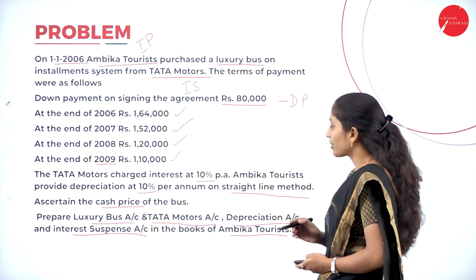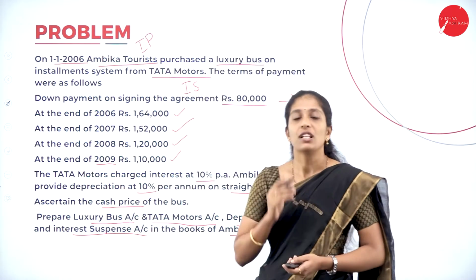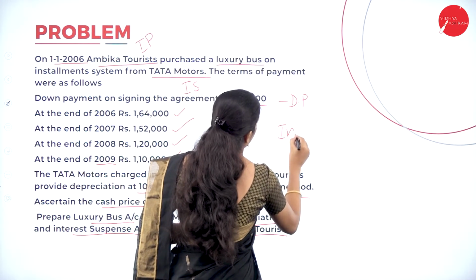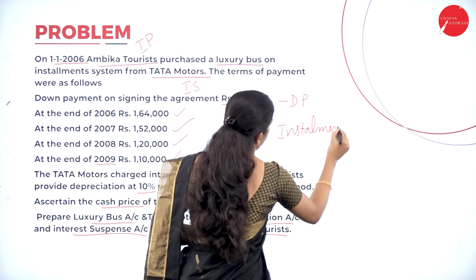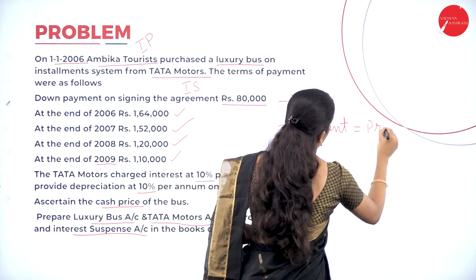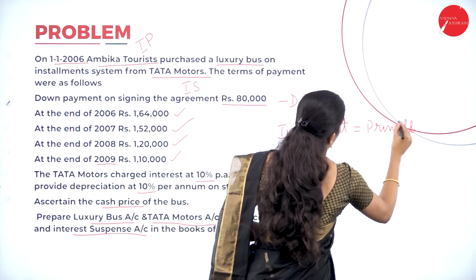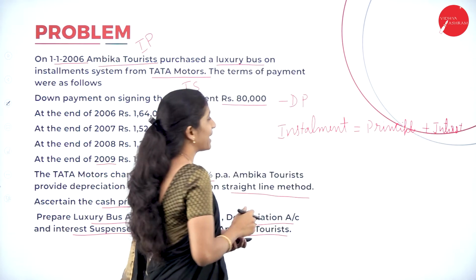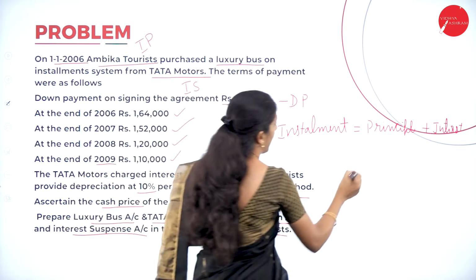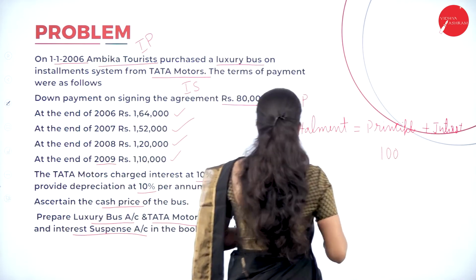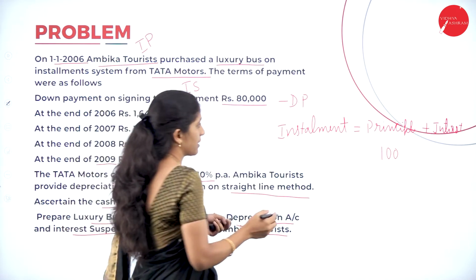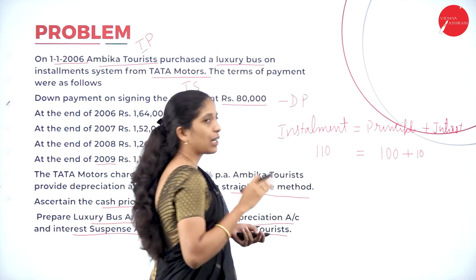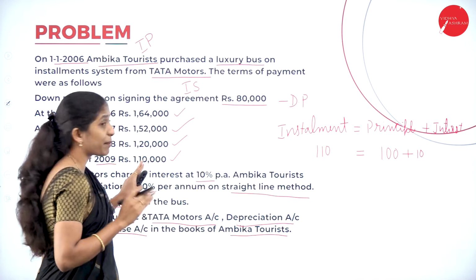Now, how much interest have they given? That is 10%. Now, you know the formula for installment. Installment is equal to principal plus interest. Let us consider principal as 100%. And what interest have they given? That is 10% interest, so plus 10. So, installment is how much? 110.